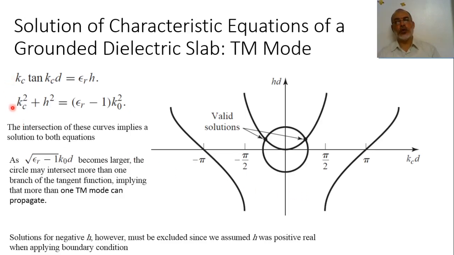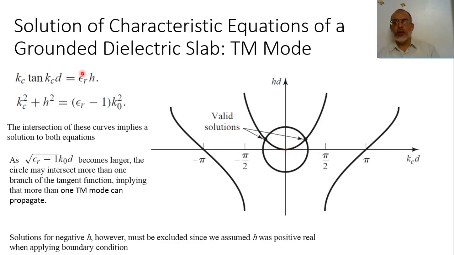We have now two equations. Let us say that it is Kcd and Hd, and this is the plane Kcd, Hd, and this is a circle whose radius is square root epsilon R minus 1 K naught d, and the relation Kcd tan Kcd equals epsilon R Hd. We have here the value of Kcd.